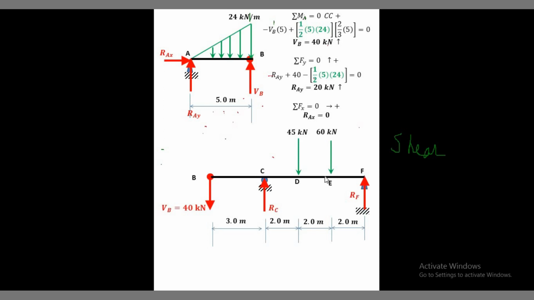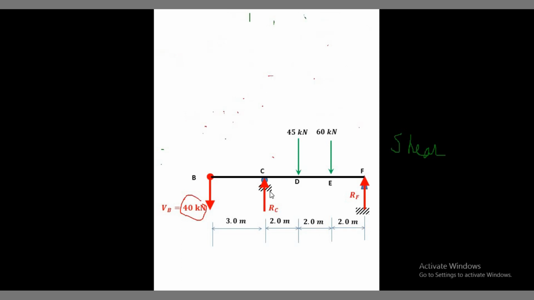After na nakuha ko na dito sa right side, I'm going to consider now the left side of my beam, that is beam BCDEF. So mapapansin ninyo dito, VB is upwards. Kapag lumipat na siya, si VB the same magnitude but opposite direction. That is to maintain equilibrium. Then take summation of moments at point C. My RF is equal to 35 kilonewtons.